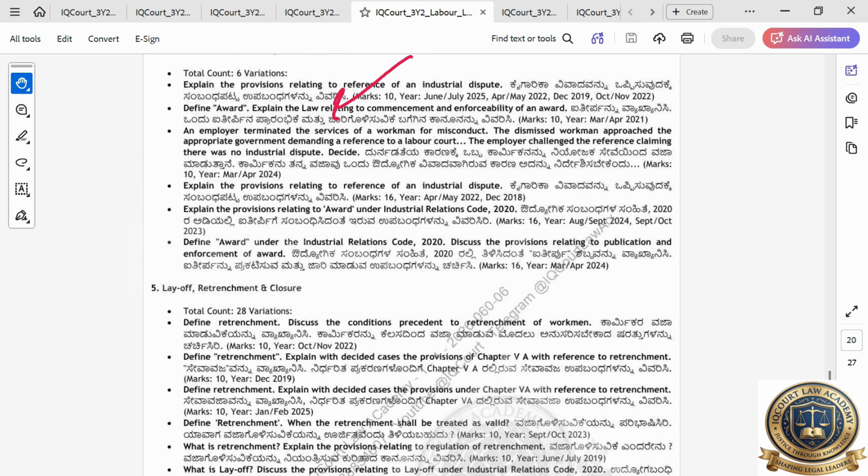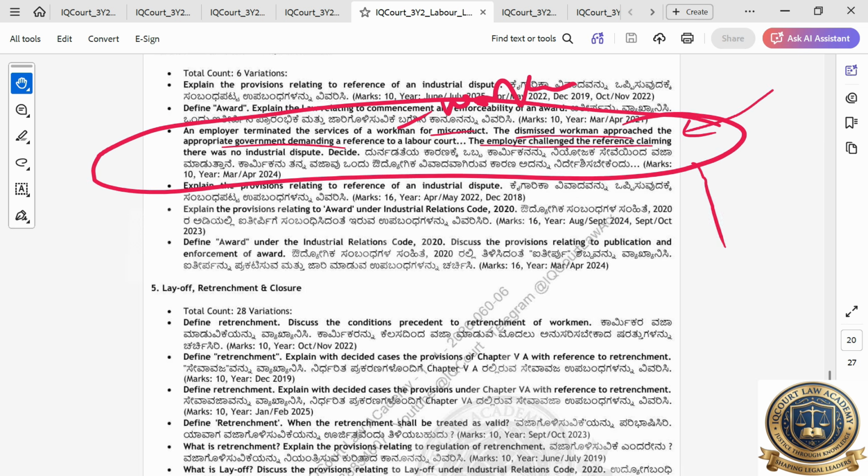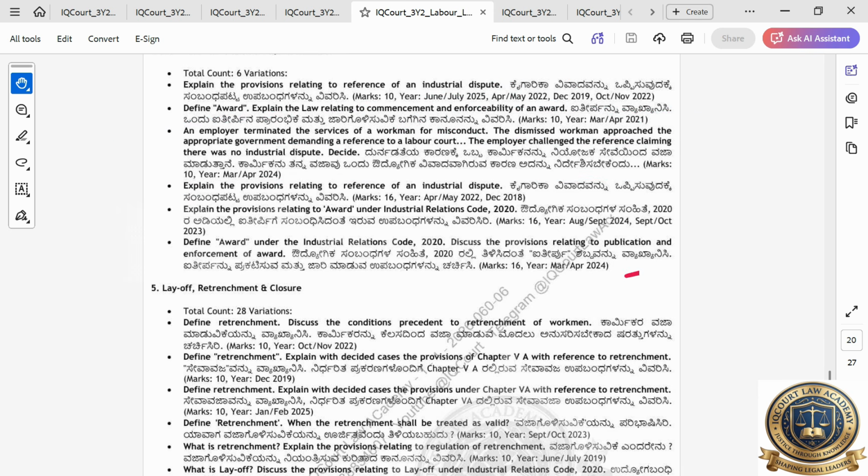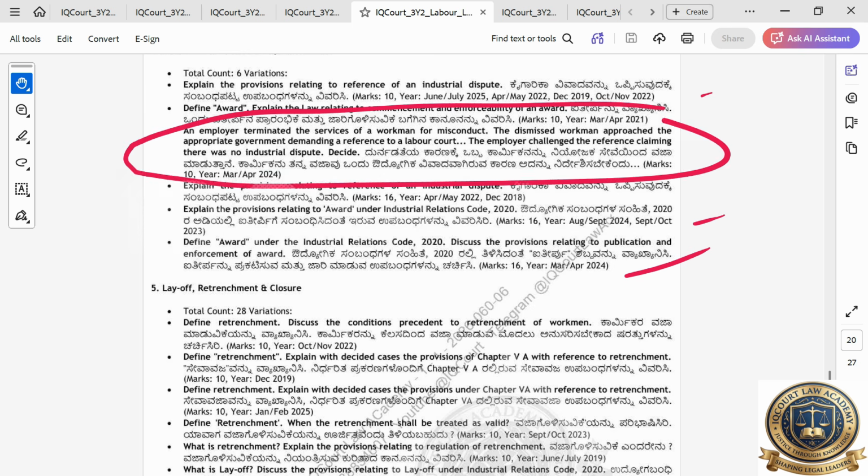An employer terminates the services of the workman, now they will call it worker, as per the new code, for misconduct. The dismissed workman approached the appropriate government demanding reference to the labor code. The employer challenged the reference, claiming that there is no industrial dispute. Very, very important. This problem is there. Definitely they will ask. 95% they will ask this question. Probability is there. They may not ask the theory, but this problem is very, very important.